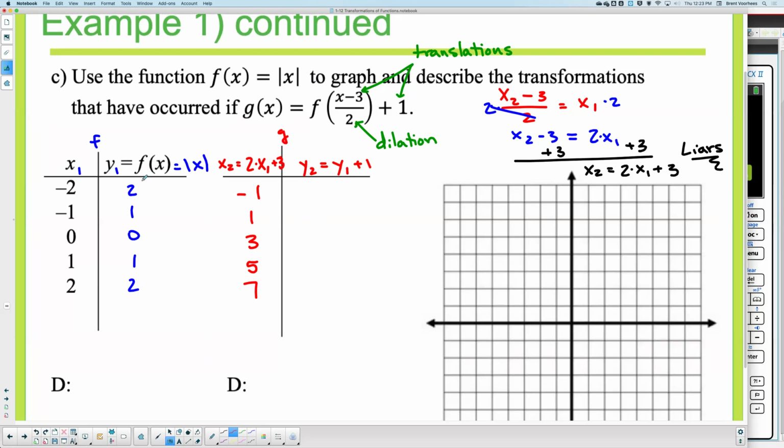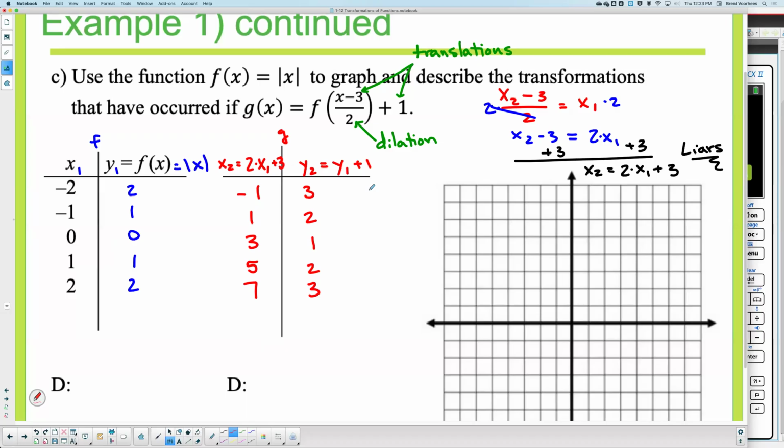Okay, so I look at my y column, I have a 2. So what's 2 add 1? What's 1 add 1? 0 add 1. 1 add 1. 2 add 1. All right, let's plot that. That's our table. We've done our transformation there. That's one way of representing this problem.